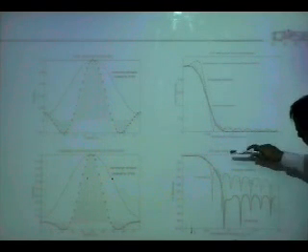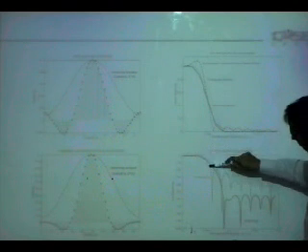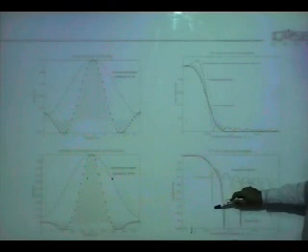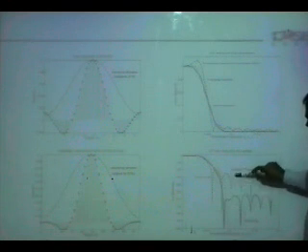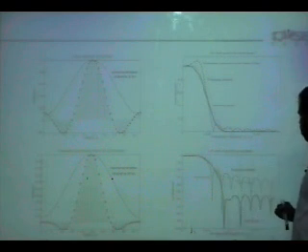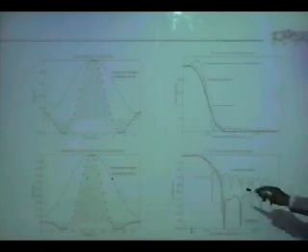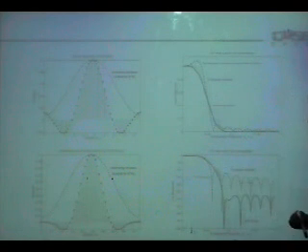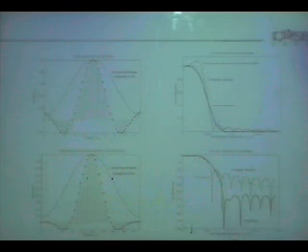So you see here the rectangular window gives you a very sharp transition, but then a high stop band, and the other window, which in this case is triangular, gives you a better stop band, but you trade off the sharpness in the transition for that.